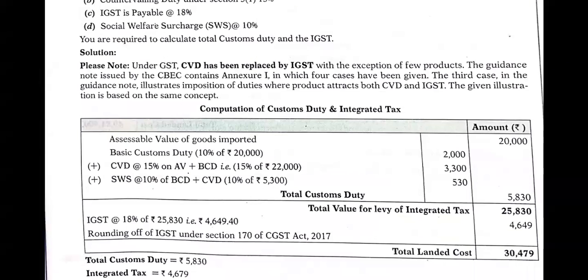That is the total landed cost. So the total custom duty we found is 5,830 rupees. That is total custom duty. Integrated tax is 4,649 rupees.